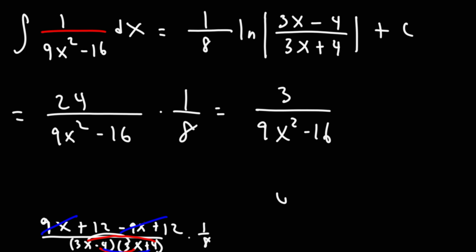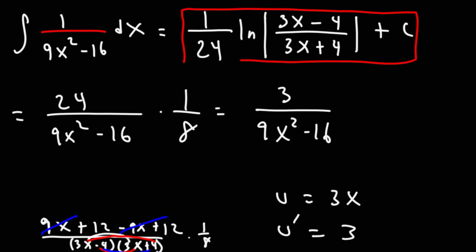And keep in mind, u was 3x, so u prime is 3. To make this work, we need to divide this answer by 3. So dividing it by 3 is the same as multiplying the denominator by 3. So 8 times 3 is 24. So by doing that, we now have the correct answer. So with that formula, you just have to divide by u prime if u prime is a constant. If u prime has a variable, it won't work.